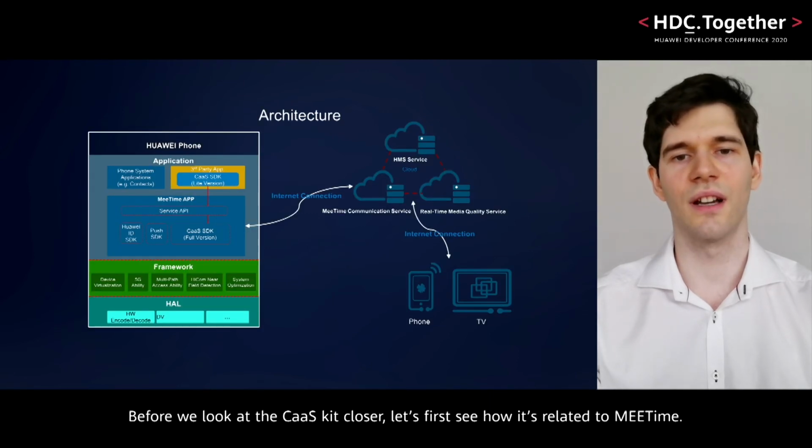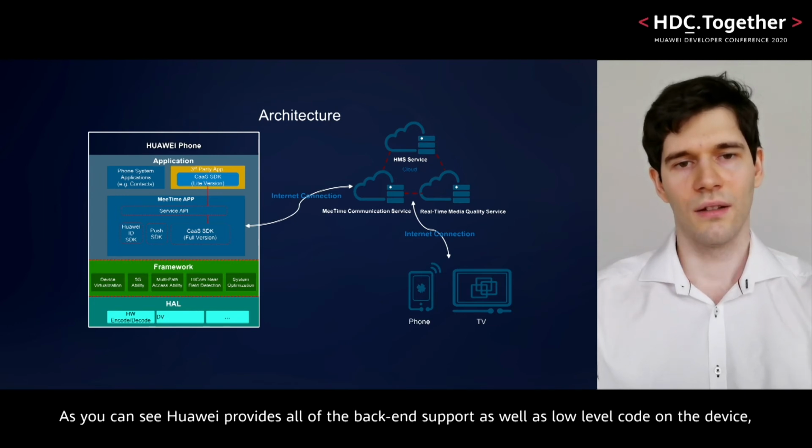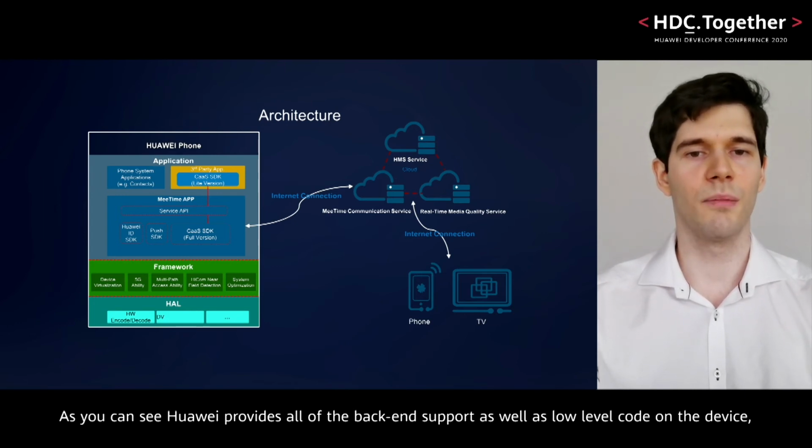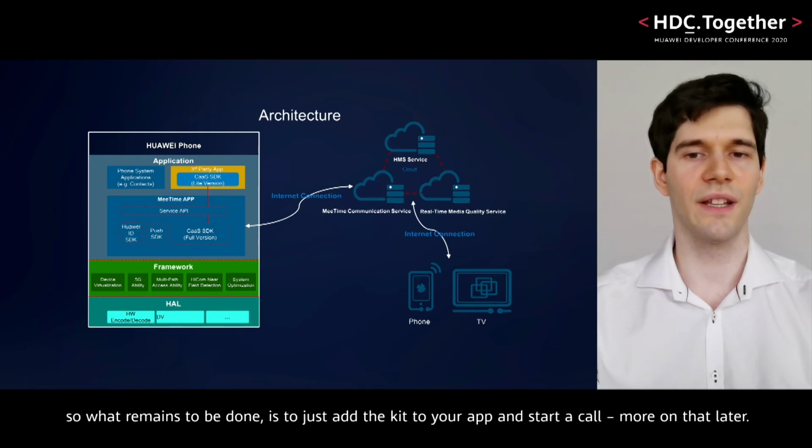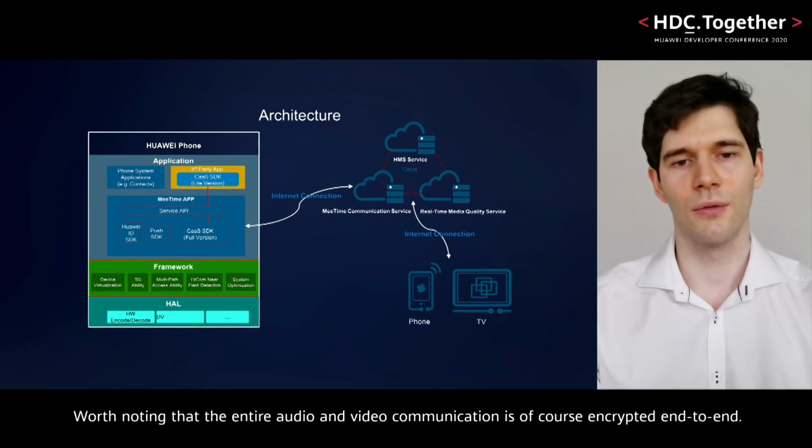Before we take a look at the Caas Kit closer, let's first see how it's related to MeTime. As you can see, Huawei provides all of the backend support as well as low-level code on the device. So what remains to be done is to just add the kit to your app and start a call. More on that later. Worth noting, the entire audio and video communication is of course encrypted end-to-end.